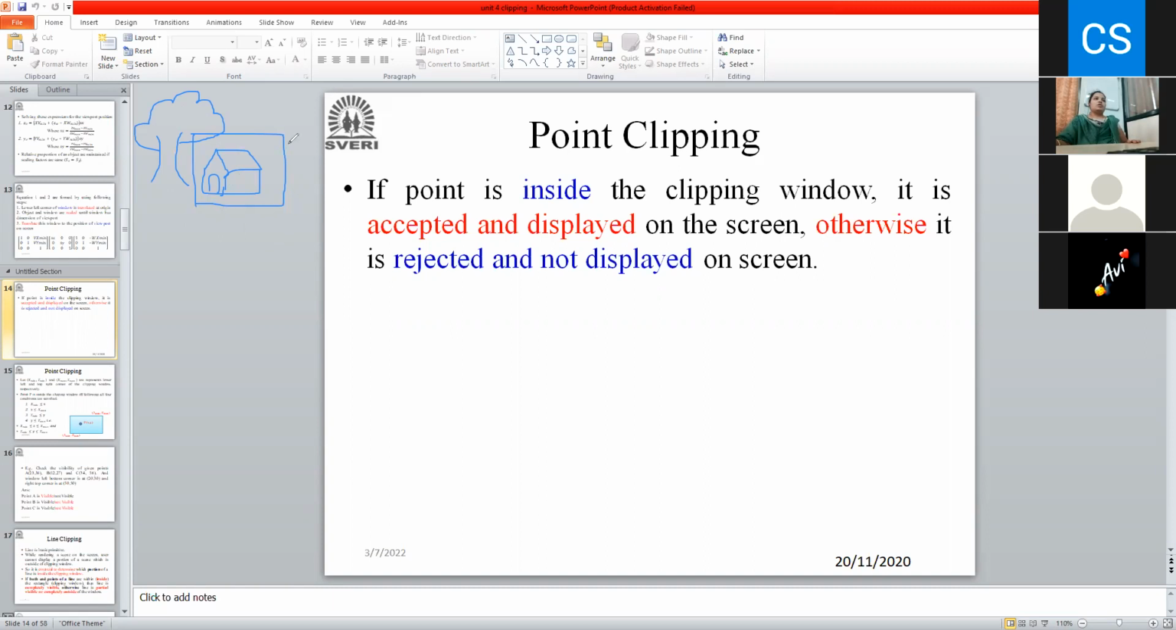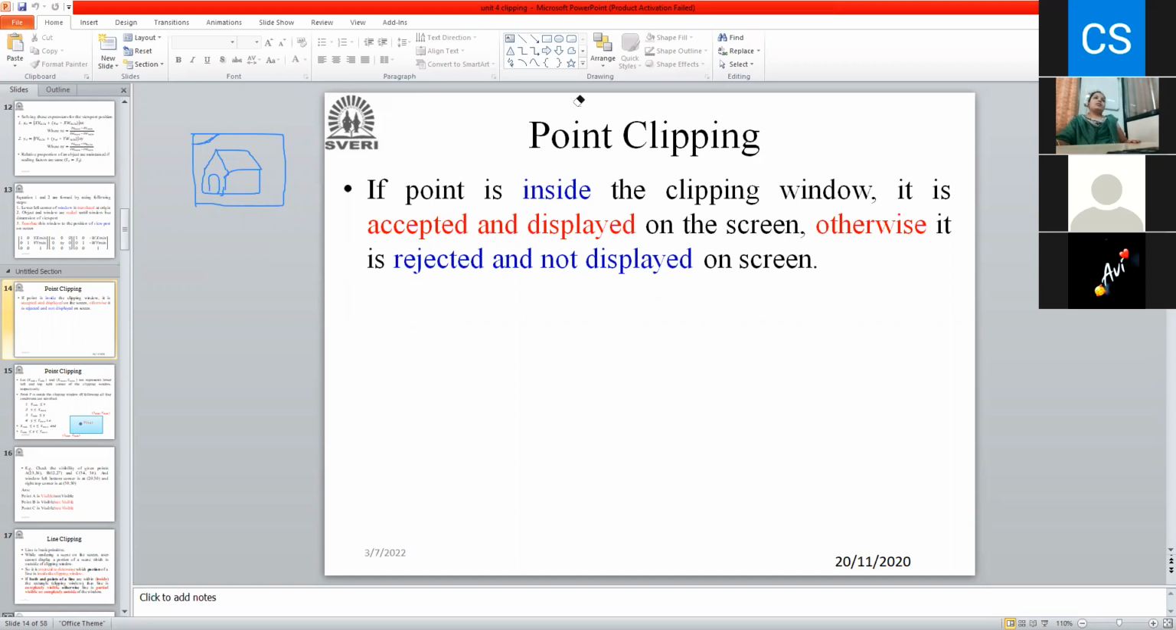With respect to this rectangular clipping window, the portion which is visible is this small tree structure and the house. The remaining portion is getting cut, and I am able to display this picture on my screen. So removal of the image which is outside the clipping window is nothing but the process of clipping.